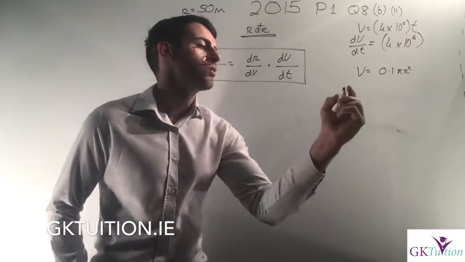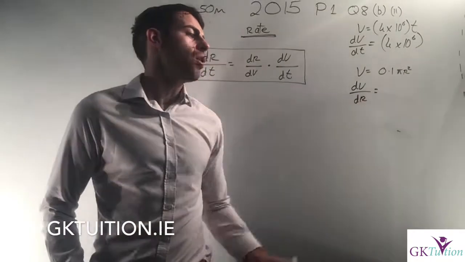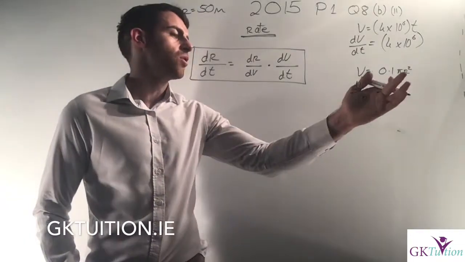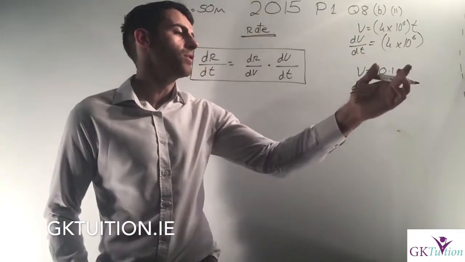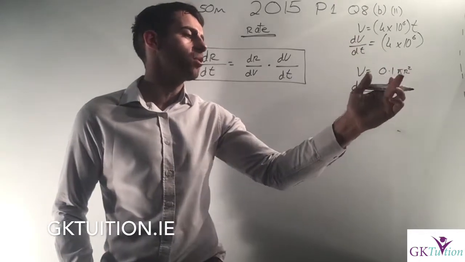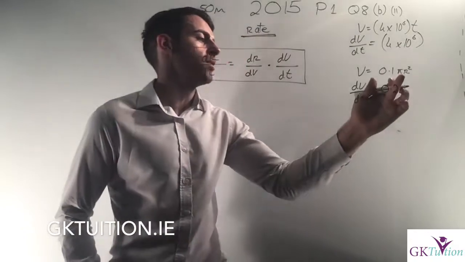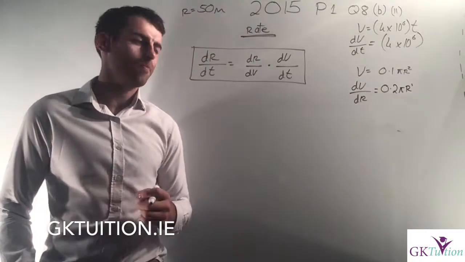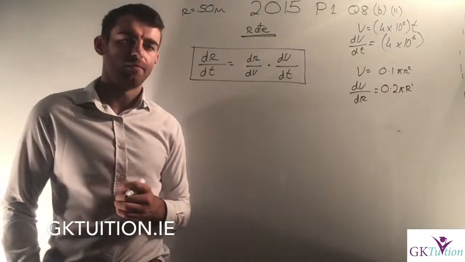Now, if I differentiate straight away here, I'm going to get dV/dr. Okay, remember that pi is a number in this case. So my variable in this case is my r squared. So I bring the power in front. That means it's 2 multiplied by 0.1 pi, which gives me 0.2 pi. And then I decrease the power of r by 1, so it becomes r to the power of 1. So I know dV/dr is 0.2 pi r.